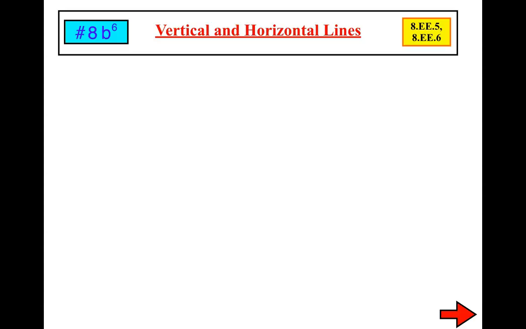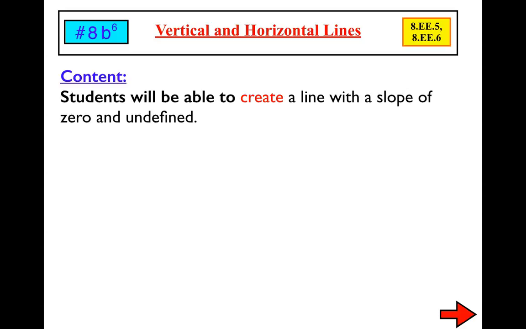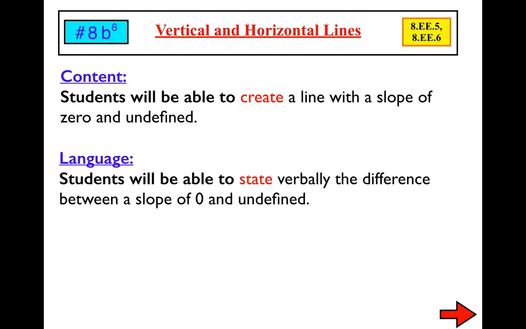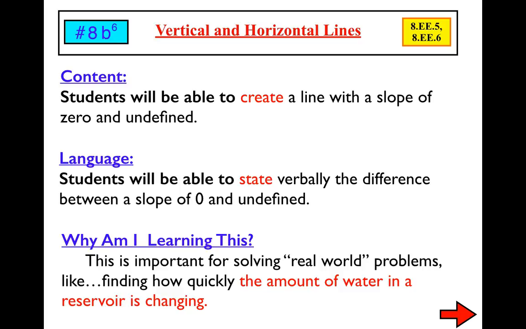Welcome. Today we're going to be working on vertical and horizontal lines. So our content objective is students will be able to create a line with a slope of 0 and undefined. Our language objective is students will be able to state verbally the difference between the slope of 0 and undefined. And why am I learning this?